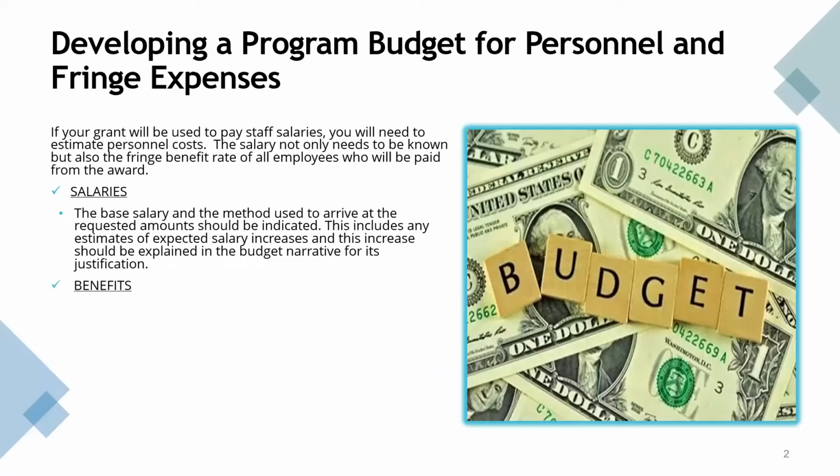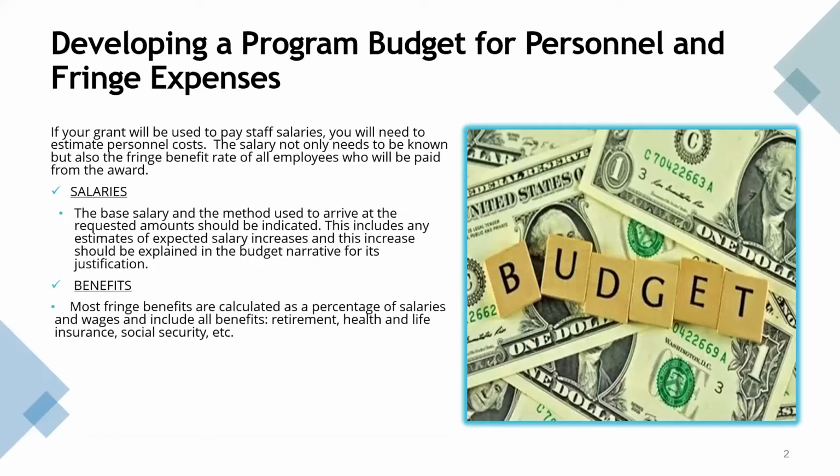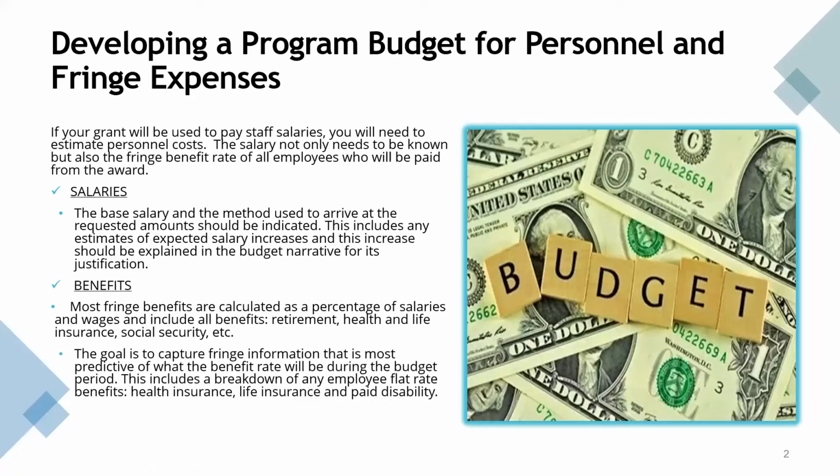When it comes to benefits, most benefits are calculated as a percentage of salary and wages and include all benefits: retirement, health and life insurance, Social Security, etc. The goal is to capture fringe information that is the most predictive of what the benefit rate will be during the budget period. This includes a breakdown of any employee flat rate benefits, health insurance, life insurance, and paid disability.